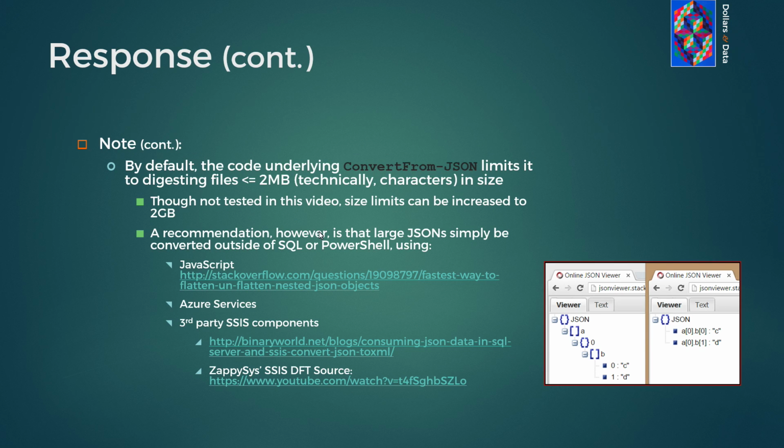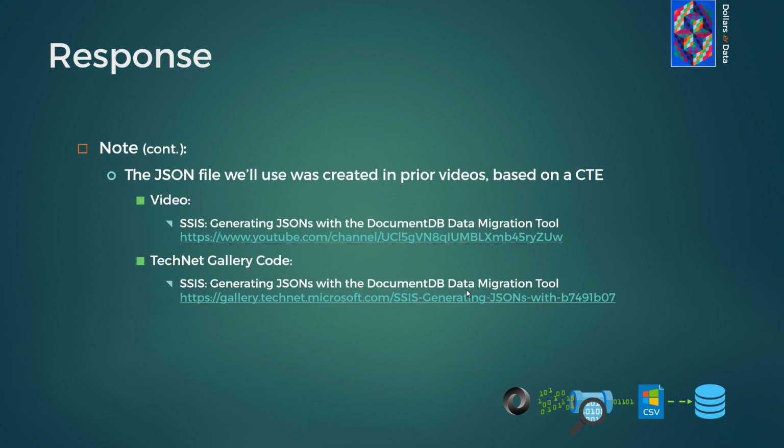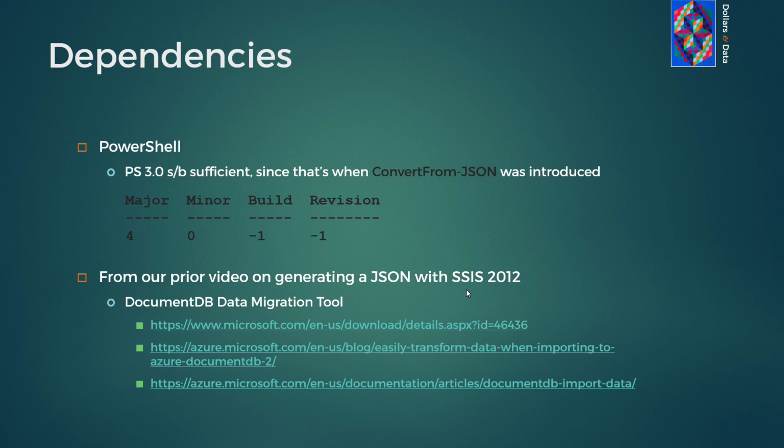On the topic of JavaScript, this Stack Overflow thread that's being pointed to leads from a nested JSON on the left to a flattened version on the right. That's still not the final format we want for a CSV, but it illustrates what can be done with JSON's native scripting language. A quick note here is that the JSON file we're using today is the same one that was produced in a prior video, and those videos and the code are pointed to here. With regards to dependencies, we've used PowerShell 4.0 for this example. However, 3.0 should work fine as well because it contains the functions that we're really focused on.